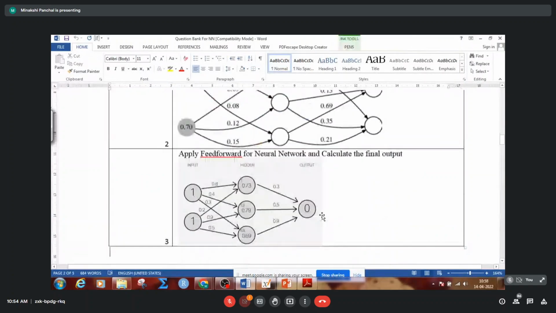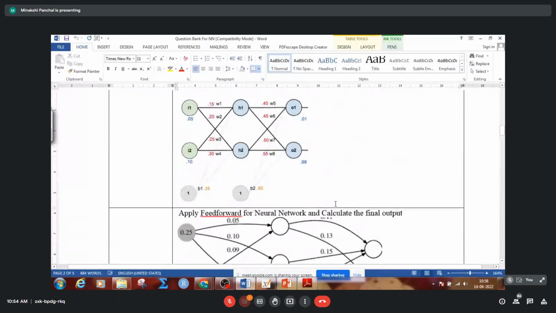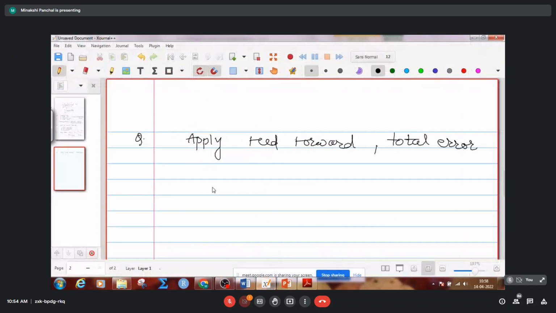If you are observing this question, what do we do here? There are two outputs, so two target values are given to you. So what error am I expecting? Total error, E1 plus E2. How are you calculating E1 and E2? If you remember, how you are finding E1, we find it out.